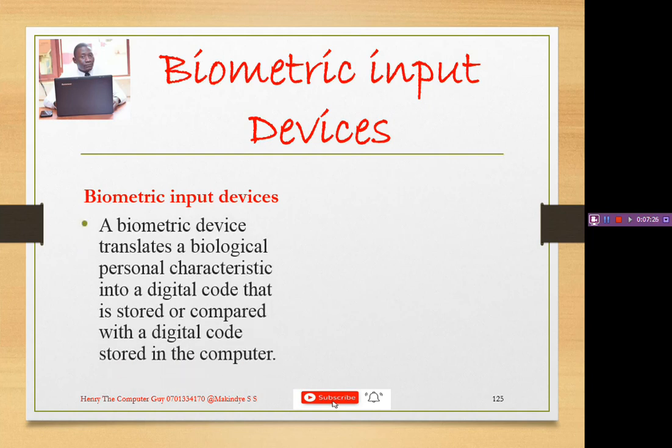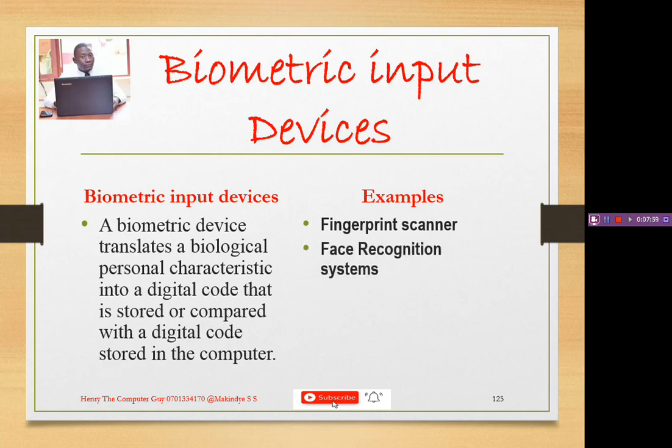So let's look at what they are telling us here. They're saying that a biometric device translates a biological personal characteristic into a digital code that is stored or compared with a digital code stored in the computer. So they are specifically dealing with a person's characteristics. For example, let's look at these devices. We can have the fingerprint. Remember, they are different for everyone. Even if you're twins, or even if someone is your mother or your father, your fingerprints are not going to be the same. We have the face recognition system.